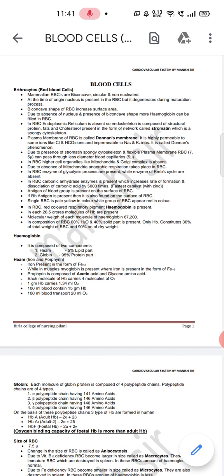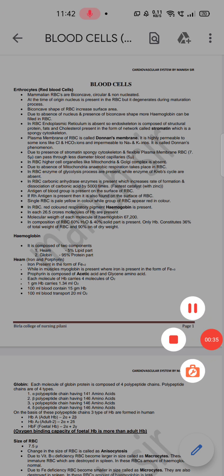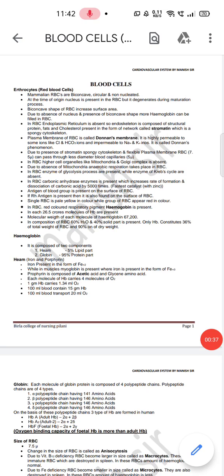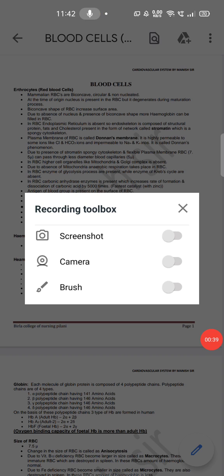At the time of origin, the nucleus is present, but eventually it is ejected during the maturation process. The biconcave shape of RBC increases the surface area, which is helpful to carry oxygen and other nutrient substances.